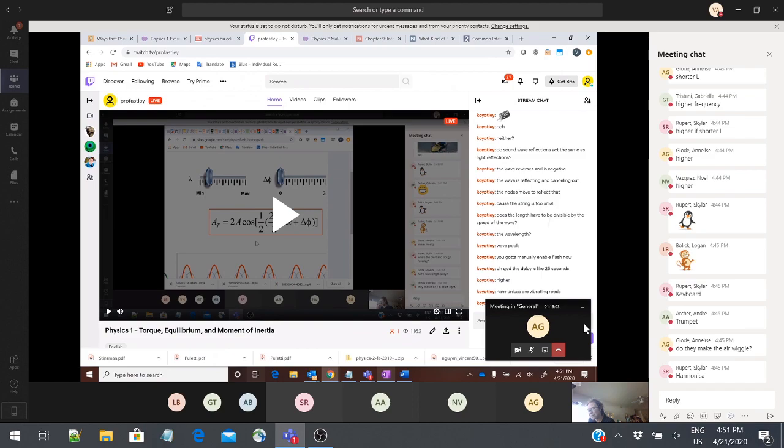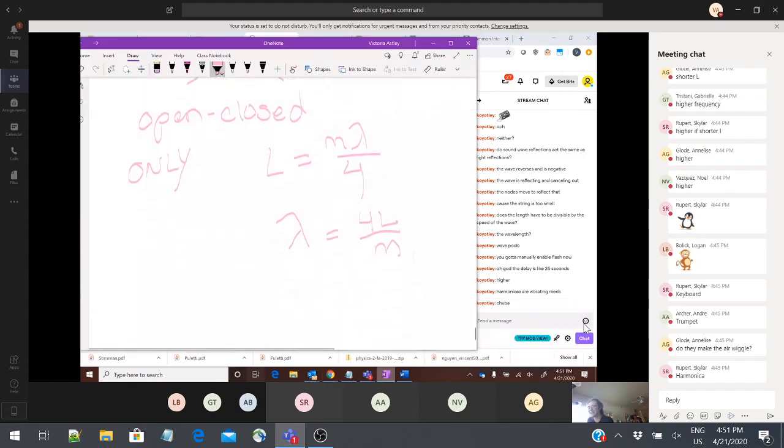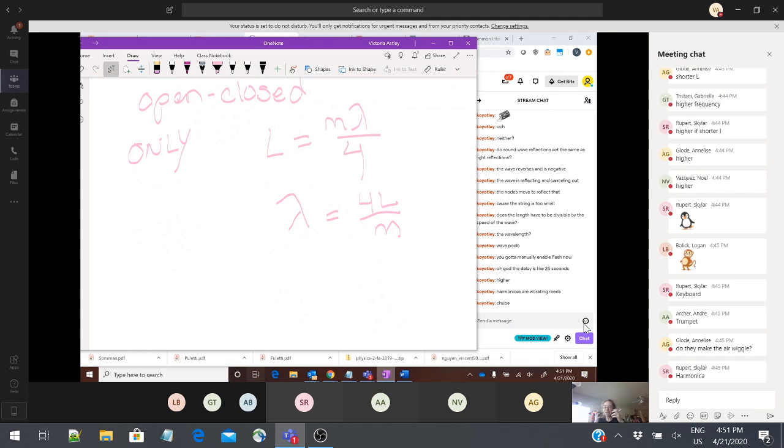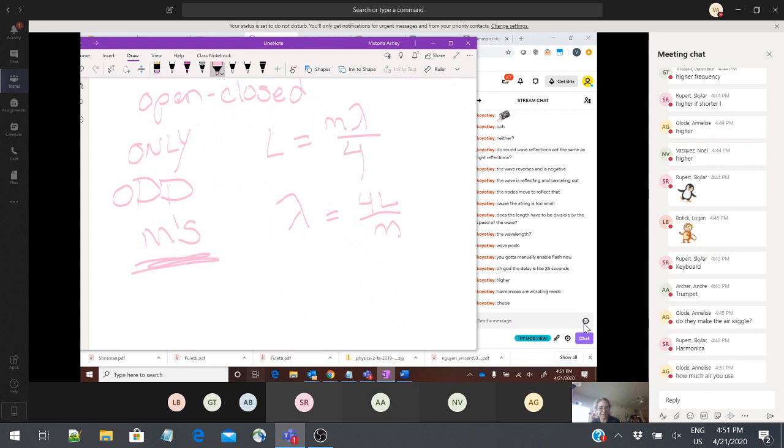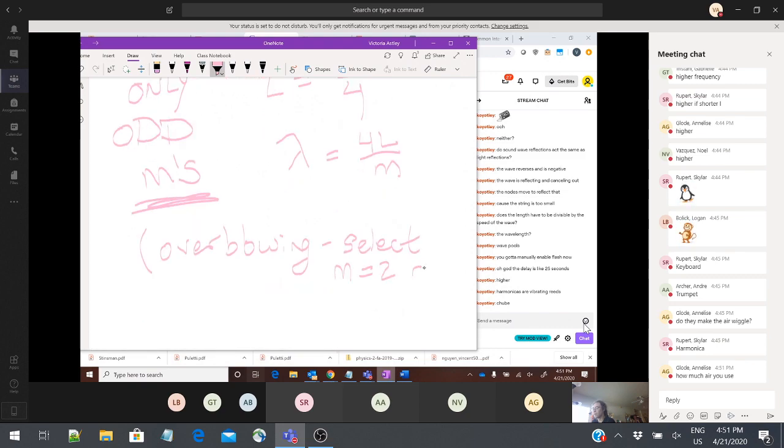They're vibrating reeds. They are vibrating reeds, but I don't remember how they select the frequency, because a reed makes all these different frequencies, and then the length of your tube determines which sound you make. This makes only odd m's. So yeah, I'll have to get my harmonica out and see. There is something called overblowing, which is how much air you use. That usually will select a different harmonic. Select m equals 2 rather than m equals 1.